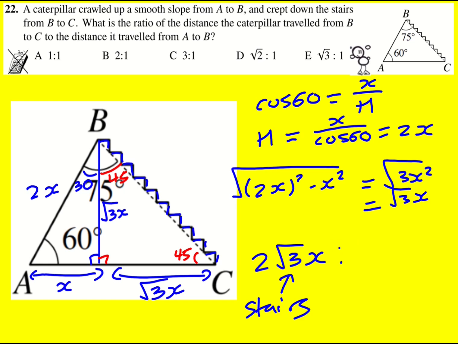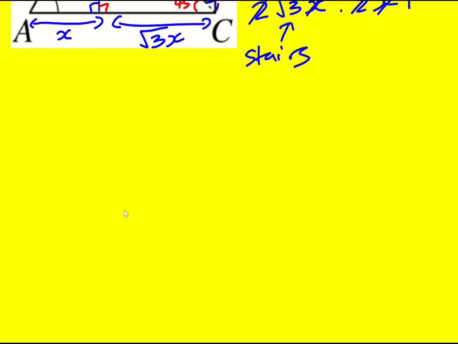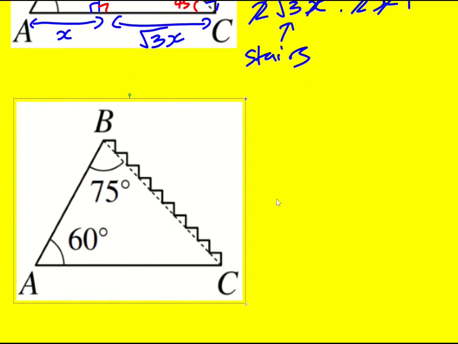And to go from A to B is 2x. We had here, so we can cancel out the x's and we can cancel out the 2's. So we're going to be left with root 3 to 1. Really nice. Now I didn't see to split it into two, so I'm going to show you the more complicated way that I did it, and that is to use non-right angle trigonometry.